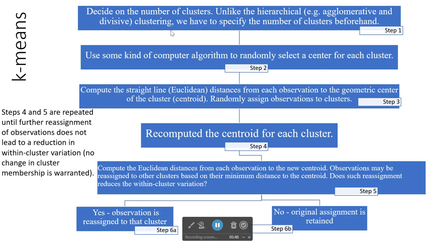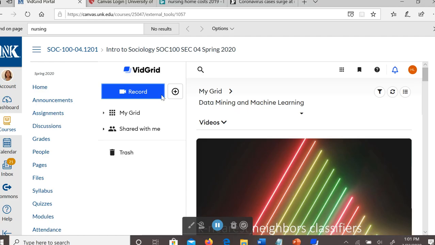After we decide on the number of clusters, we use a computer algorithm to randomly select a center for each cluster. Then we start to compute a straight line or Euclidean distance from each observation to the center of that cluster. The center of that cluster is called the centroid. The Euclidean distance is the most commonly used distance, and there are other options as well.